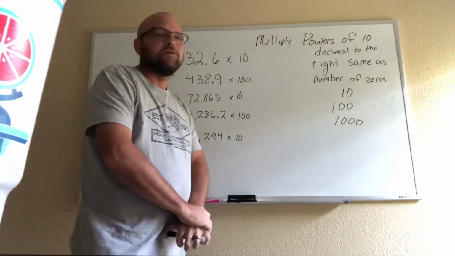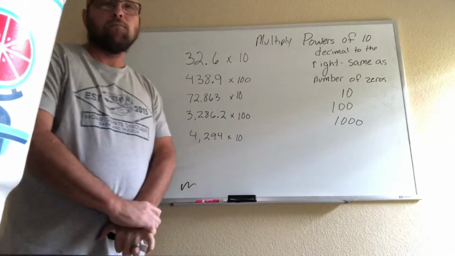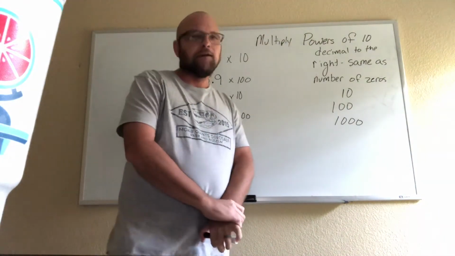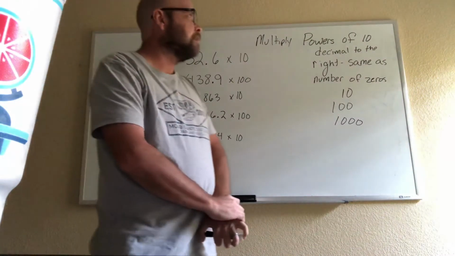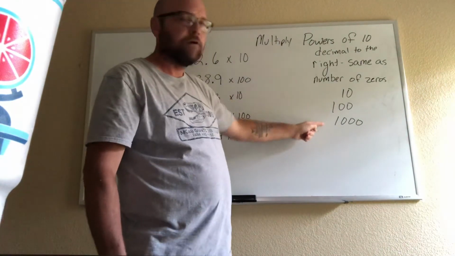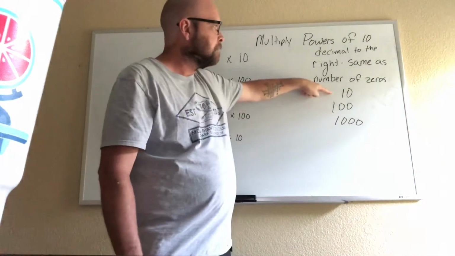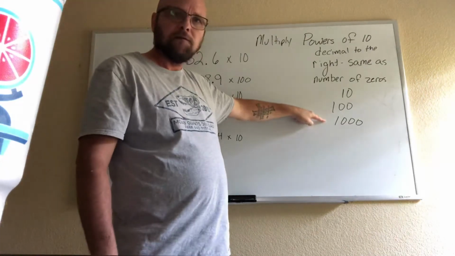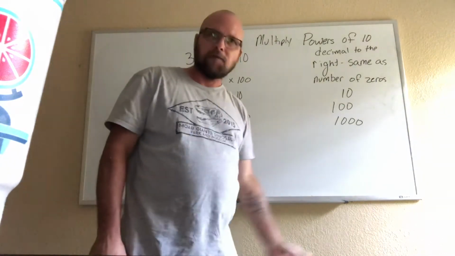All right, boys and girls, we're going to take some notes today. We're going to work some problems. We're going to start with practicing multiplying by powers of 10. Powers of 10 are 10, 100, 1,000, because we're multiplying. 10 times 10 is 100. 100 times 10 is 1,000. 1,000 times 10 would be 10,000.